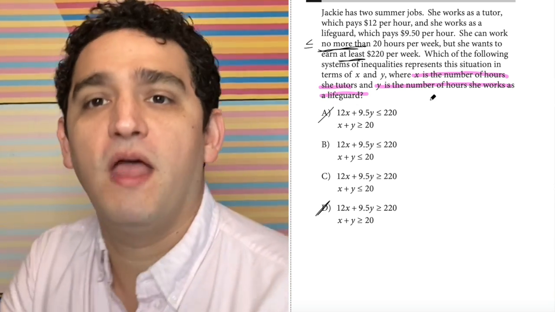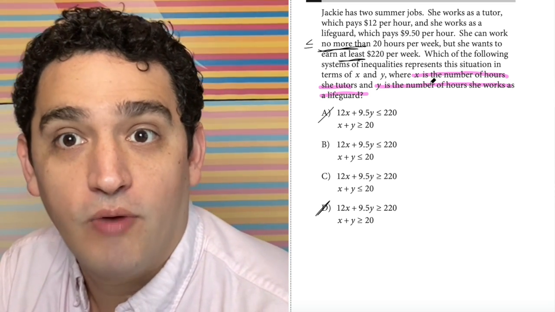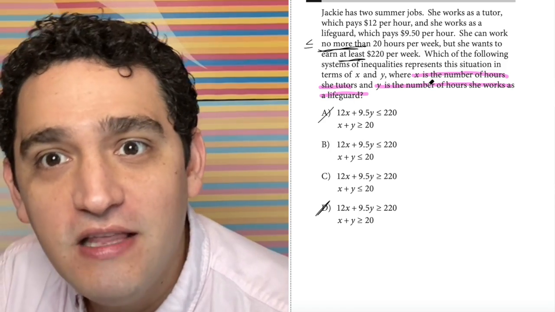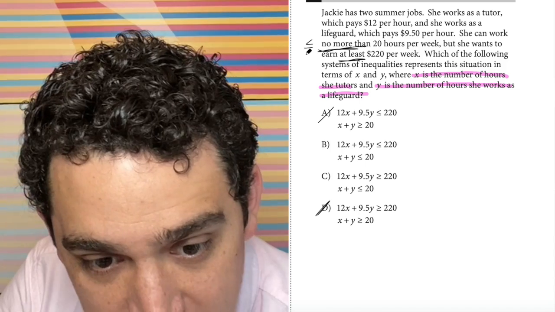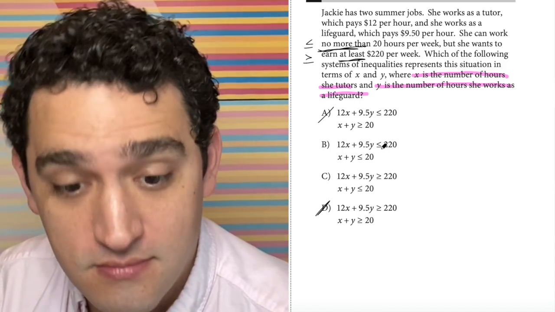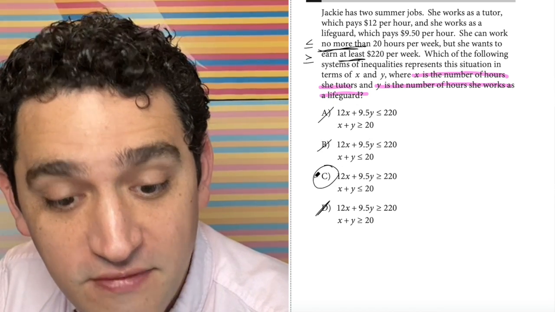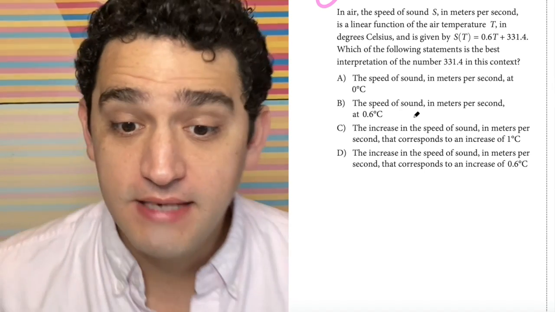And then, for this one, it says at least 220. Well, if no more than means less than or equal to, at least means greater than or equal to. At the very least, it can be equal to that or greater. So we are looking for something that says greater than or equal to 220. Which one says it? Not B, definitely C. C is our answer.